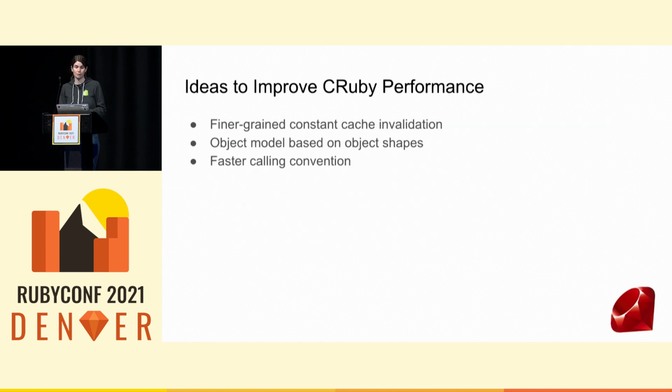So we have a couple of ideas on how to improve CRuby performance. Some of these we're already looking at. Kevin Newton is working on finer-grained constant cache invalidation, which should yield some nice speedups. We're also looking at an object model based on object shapes. That's a technology that was pioneered all the way back in Smalltalk. Smalltalk is one of the predecessors to Ruby, we could say. And I think we could also potentially have a faster calling convention.